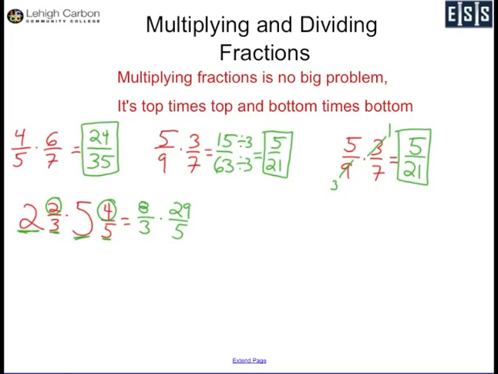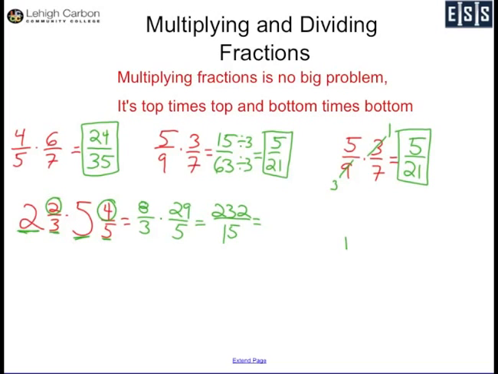Now I need to do top times top. 8 times 29 is 232. 3 times 5 on the bottom is 15. So now I can leave it like this as an improper fraction, or sometimes you may want to make this into a mixed number again.